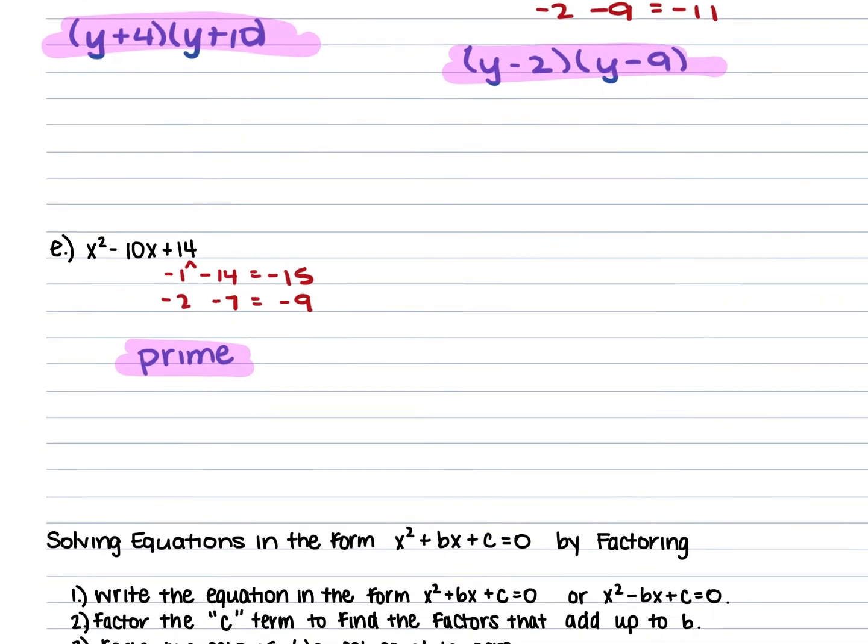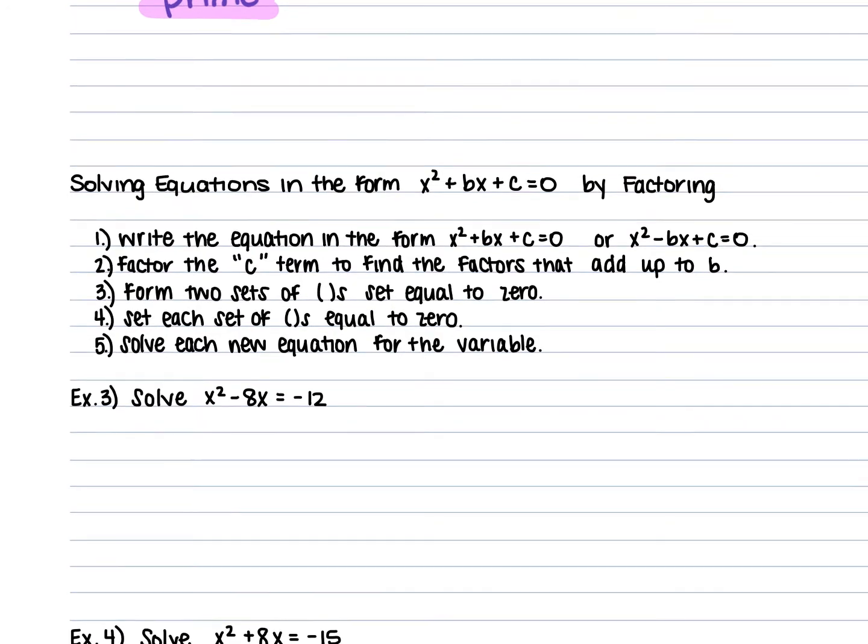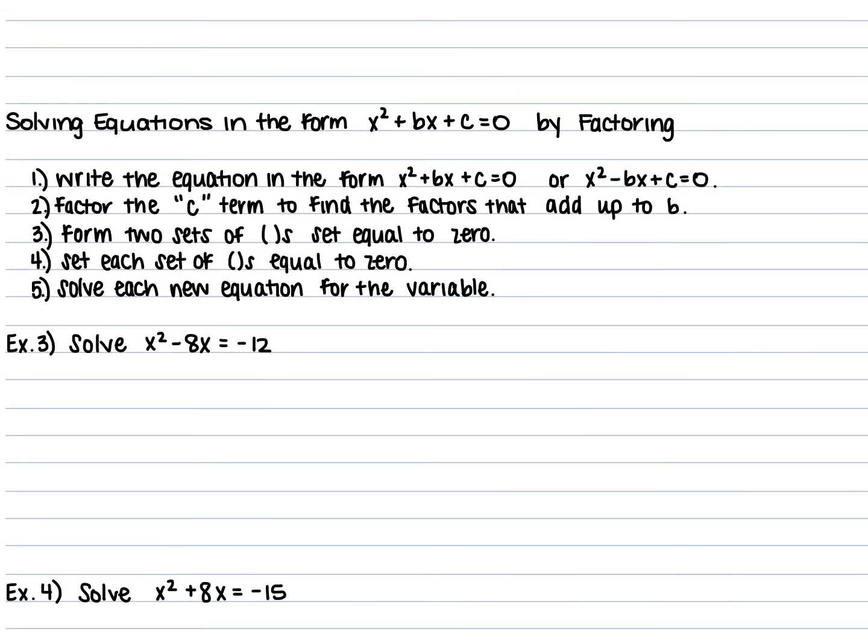For the next part of your lesson, we're just solving these equations by factoring. And you do have a couple steps that will help you. You can write the equation in the form of x squared plus bx plus c is equal to 0, or x squared minus bx plus c is equal to 0. From there, factor your c term to find the factors that add up to be your b term. Form two sets of parentheses that are set equal to 0 once you factor. Set each of those parentheses equal to 0, and then solve your new equation for both parts.